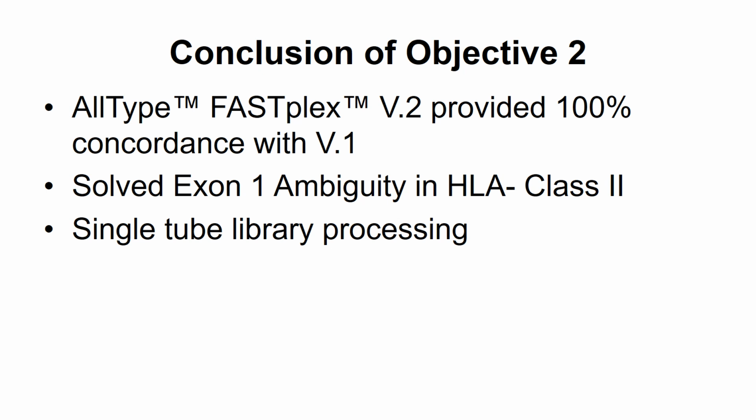So conclusion of objective 2, AllType FASTplex version 2 provided 100% concordance with version 1. It solved exon 1 ambiguity in HLA class 2, and now you can do single tube library processing.